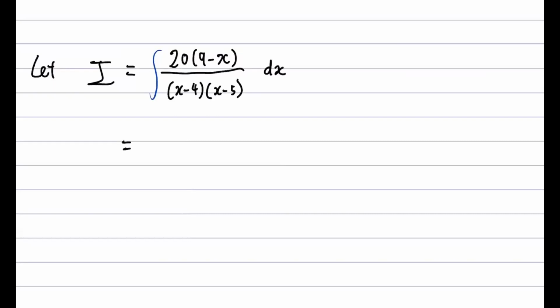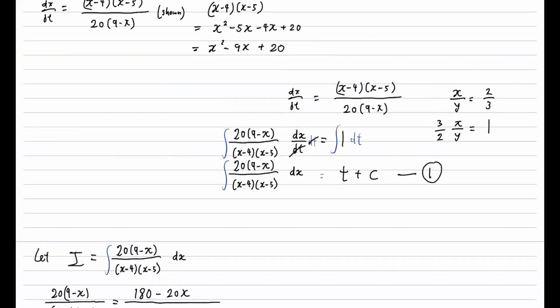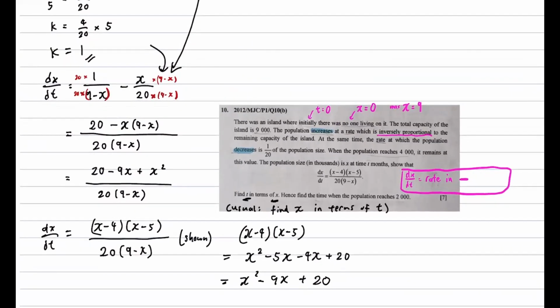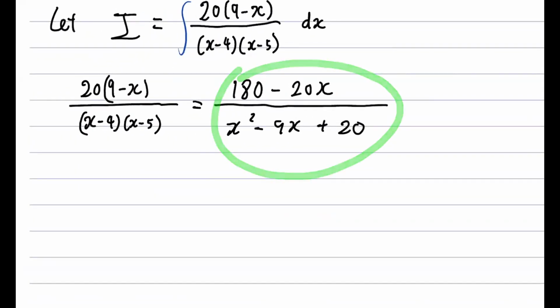So let's simplify this. Let's just simplify the inner fraction first. 20 times 9 minus x over x minus 4 times x minus 5. Multiplying out, I get 20 times 9 is 180 minus 20x on the numerator, and denominator is, let's just copy down our working from before, x squared minus 9x plus 20. Right? Remember? x squared minus 9x plus 20. How to deal with this? How do you integrate this kind of fraction?